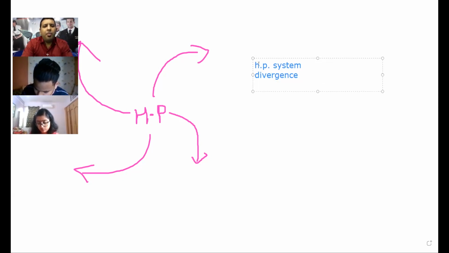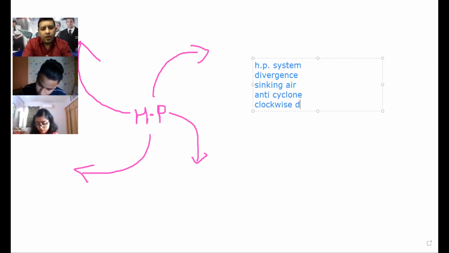High pressure system is all about sinking air. High pressure system is called anticyclone. The winds flow in a clockwise direction. An elongated area of high pressure is called a ridge.